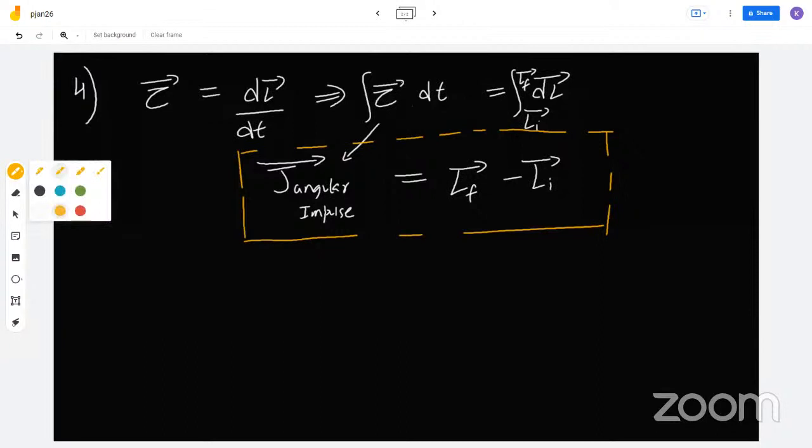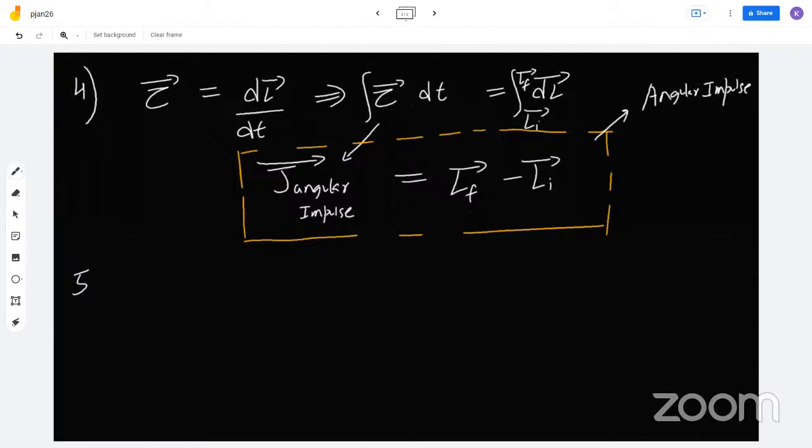What was this, guys? Angular impulse, angular momentum theorem. Okay guys, this was the angular impulse, angular momentum theorem.